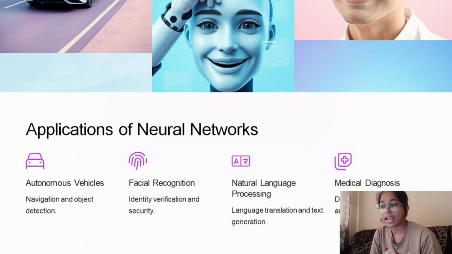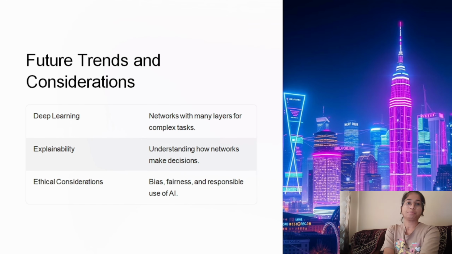Natural language processing: language translation and text generation. We can easily translate whatever language we want from one text to another. So this is also an example of neural networks. Medical diagnosis: disease detection and image analysis. Various modern techniques have been invented by which we can detect disease and identify what the problem is. So that's also an example of neural networks.